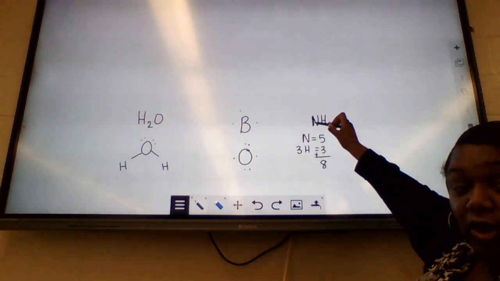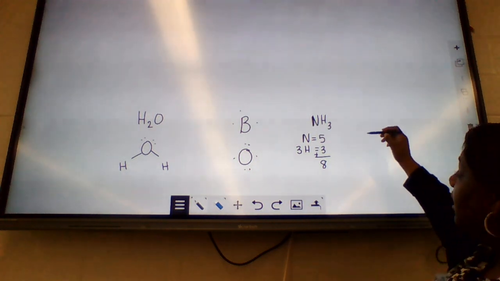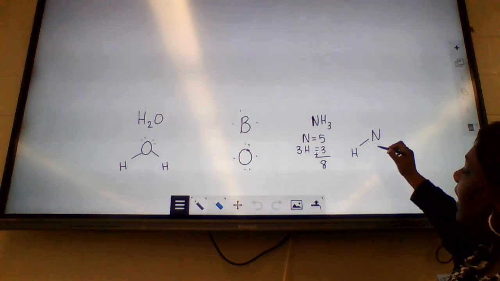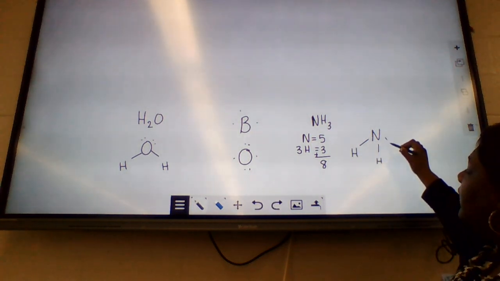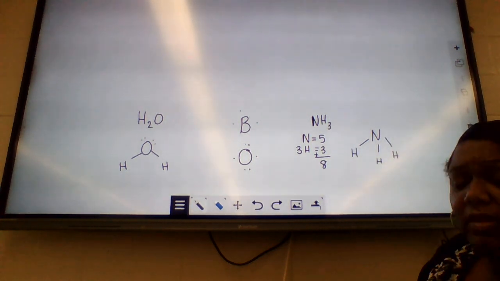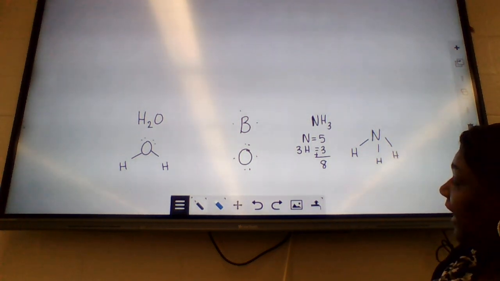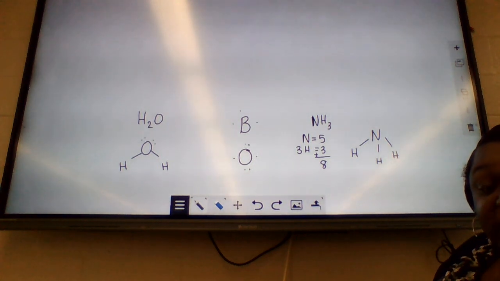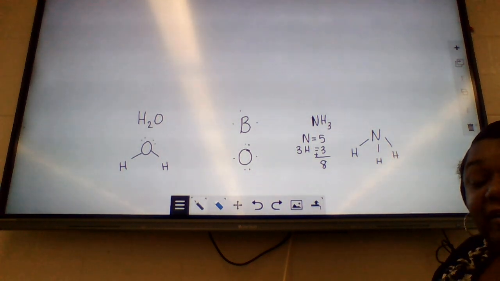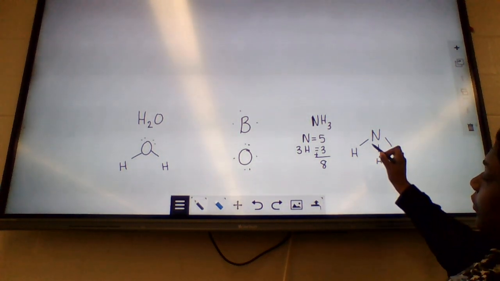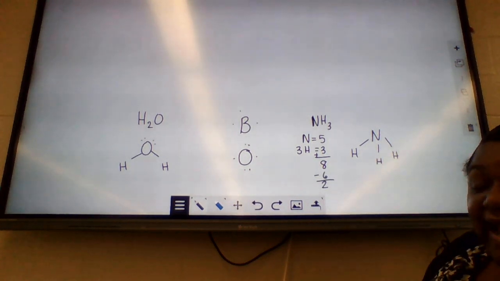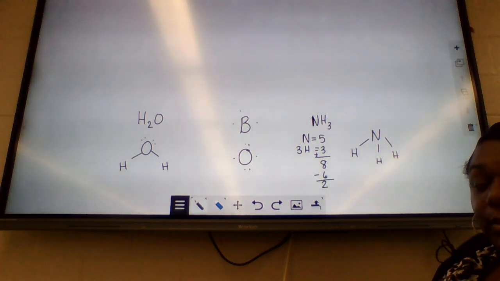My nitrogen I know goes in the middle because hydrogen never can. So I have the nitrogen in the middle, and to that nitrogen, I'm going to attach these 3 hydrogens. Now, from our pool of 8 electrons, I drew 1, 2, 3 lines, which means that I used already 6 electrons, because remember, 1 line equals 2 electrons. Now, that leaves me with 2 electrons in my pool.